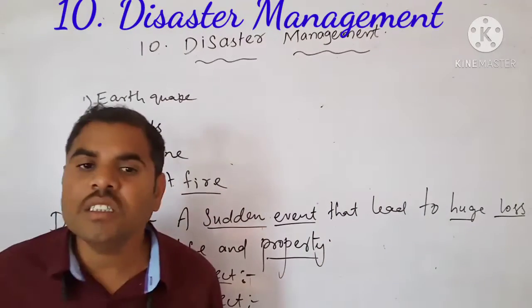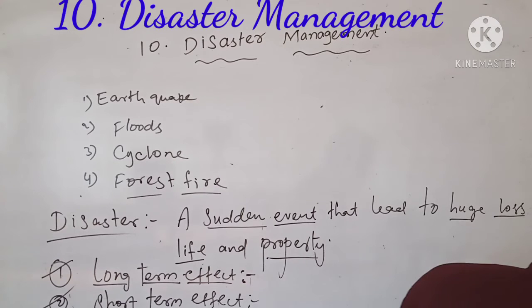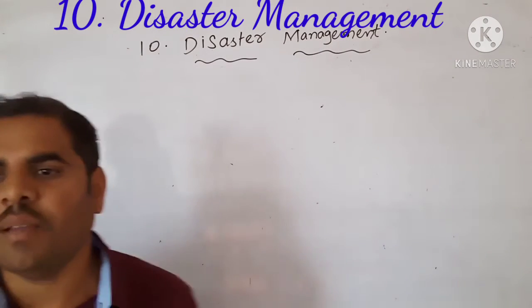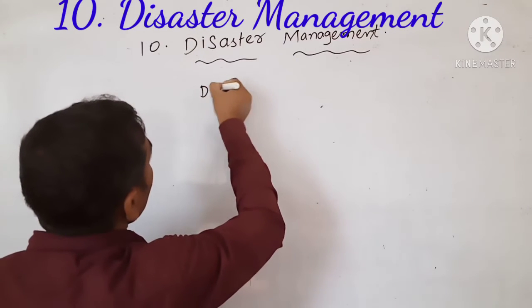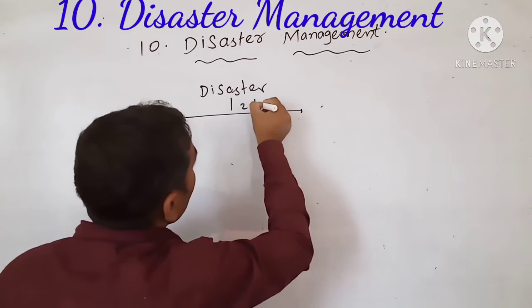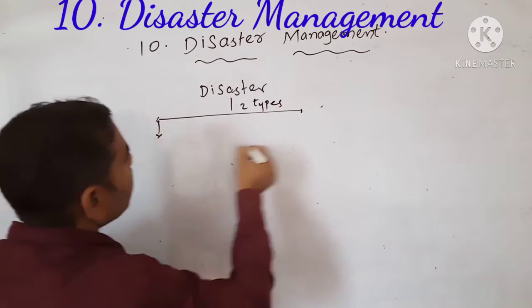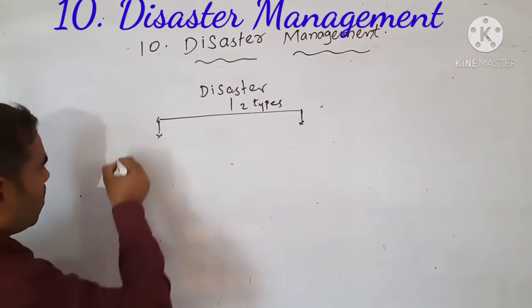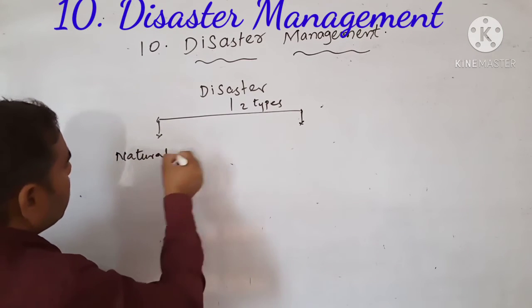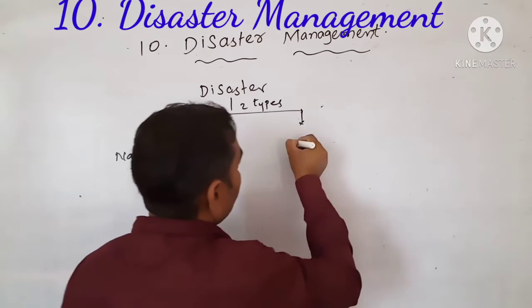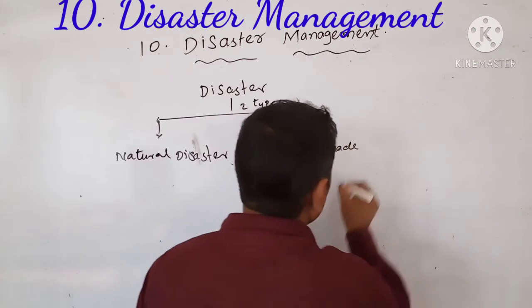Next, we have to see disaster and its types. See, disaster and their types. We have to learn now. Basically, disaster is of two types. What are they? One is a natural disaster, another one is a man-made disaster.